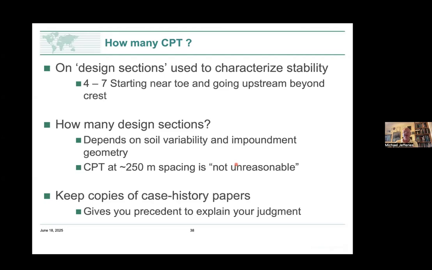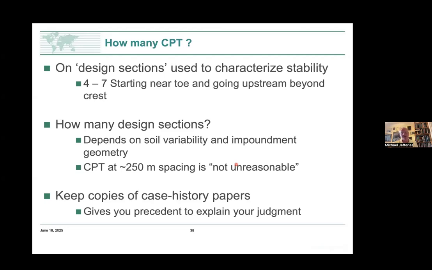On any given section, my suggestion would be you need 4 to 7 CPTs. You want something starting near the toe, to make sure you've got the foundation, and then probably at mid-height of the dam, then the crest of the dam, and then you need to go upstream beyond the crest. How many design sections? Well, it depends on your variability in the impoundment geometry.